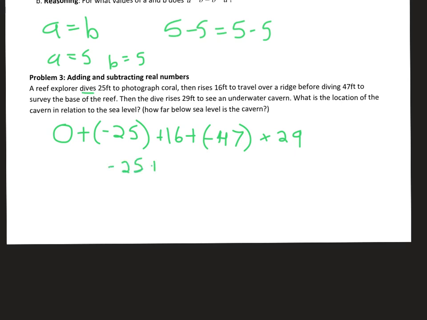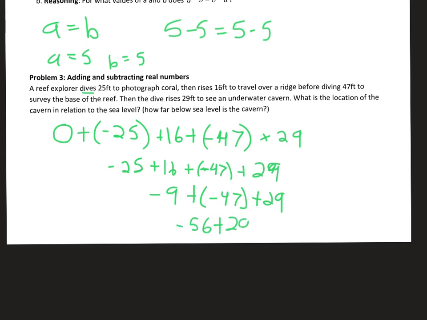I know that seems weird, but I just want to break this down as slowly as I can to make sure I'm showing each step, okay? Because that's important, especially when we get into our next chapters, all right? So then I keep simplifying. Negative 9 plus negative 47, sorry. Negative 47 plus 29. So negative 9 plus negative 47, that would be negative 56 plus 29.